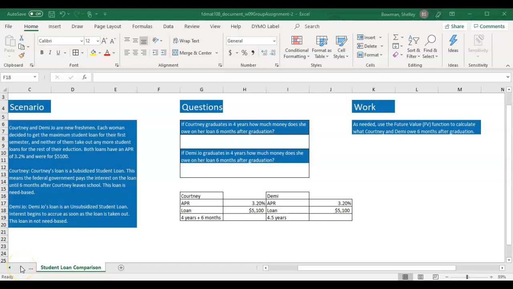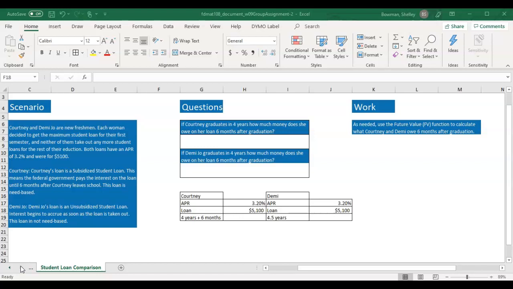This tutorial is for the Week 9 group assignment, tab number 3, Student Loan Comparison. Courtney and Demi Jo are new freshmen. Each woman decided to get the maximum student loan for their first semester, and neither of them take out any more student loans for the rest of their education. Both loans have an APR of 3.2% and were for $5,100.